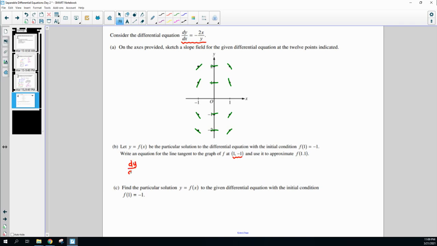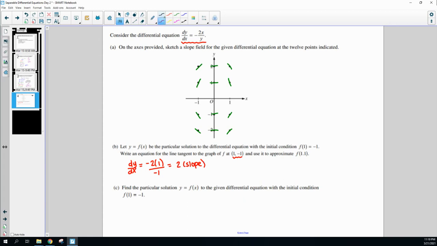So dy over dx is equal to, I'm going to plug in (1, -1). So I have -2 times x, which is 1, divided by y, which is -1. So I end up with -2 over -1, so I end up with 2. So that is my slope.